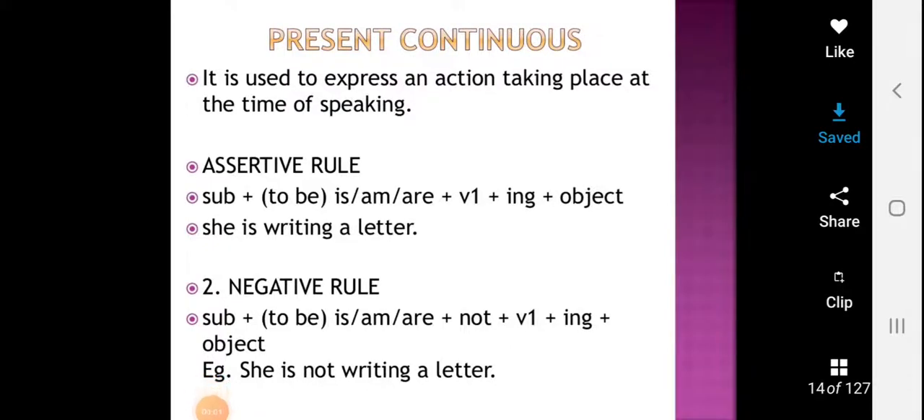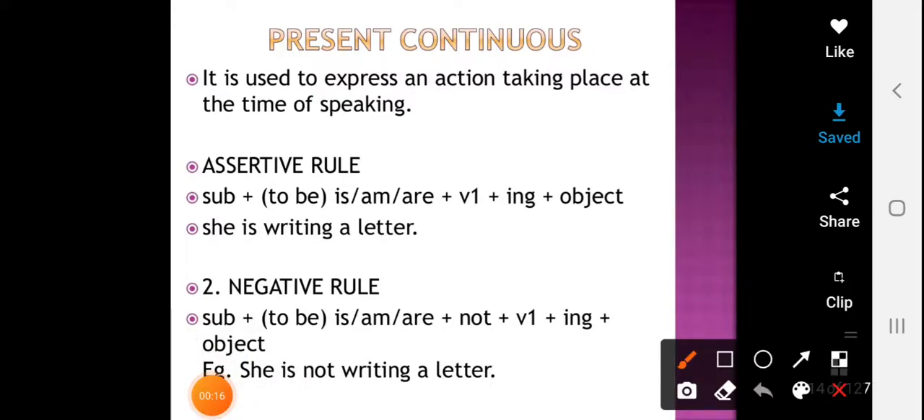Good morning, students. In this video I will explain to you what present continuous sentences are and how you can convert these kinds of sentences into negative and interrogative form. First of all, present continuous sentences are sentences used to express an action that is taking place at the time of speaking.